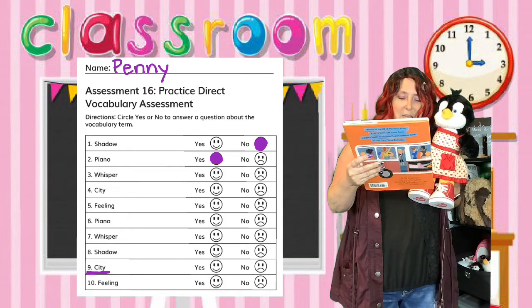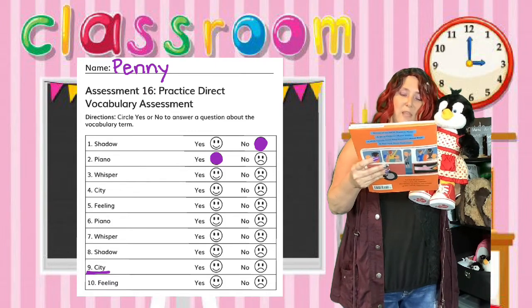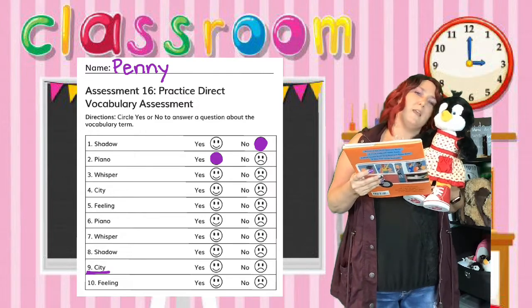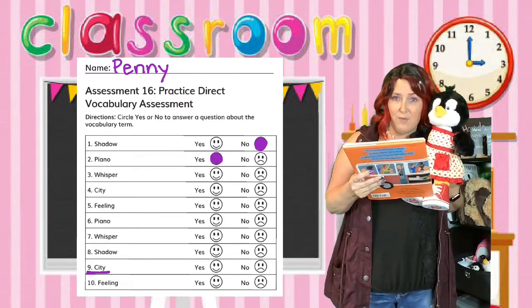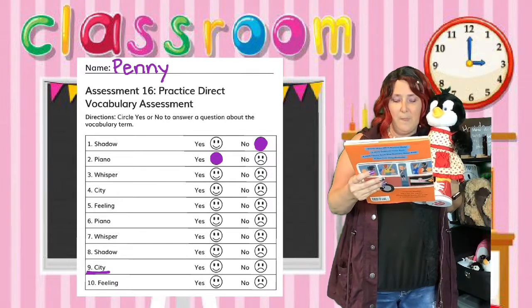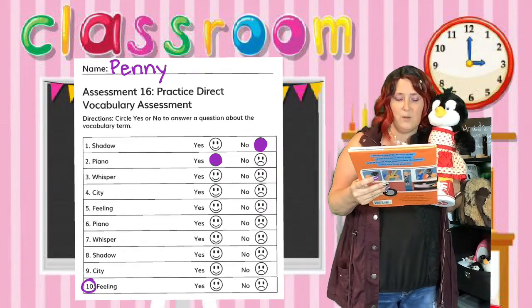Number 9 says city. Would you see a forest in the city? Yes or no? So yes, happy face, or no, sad face? Would you see a forest in the city? And our last one, number 10, is the word feeling.